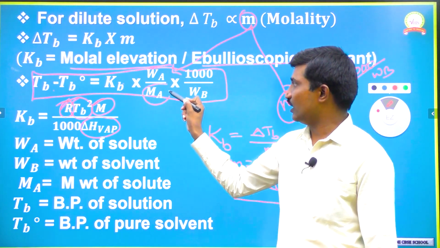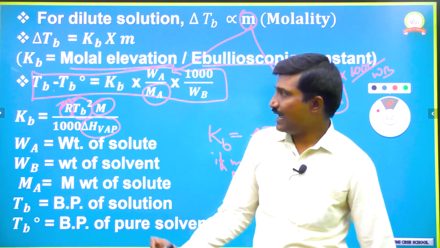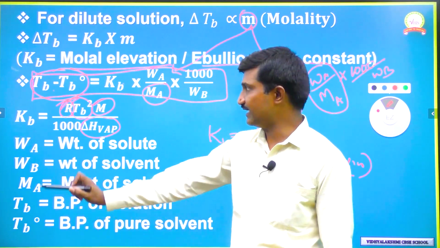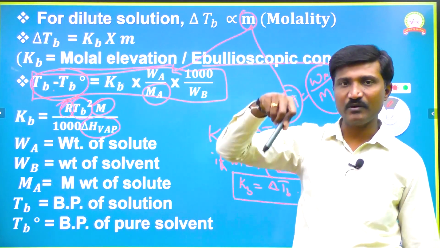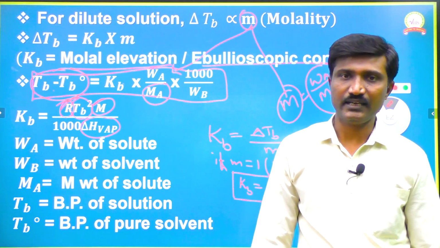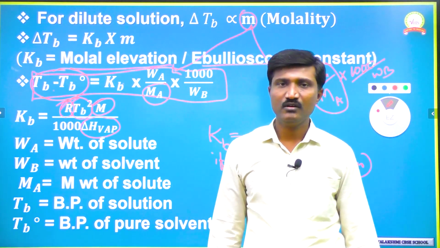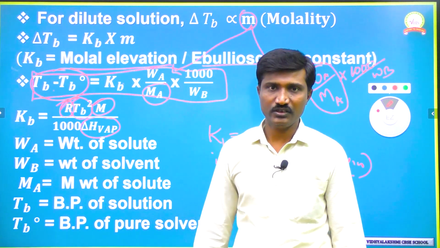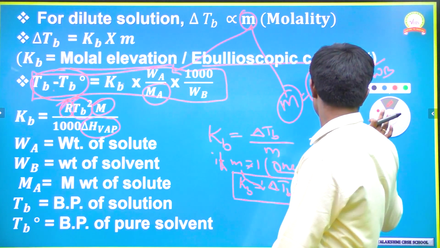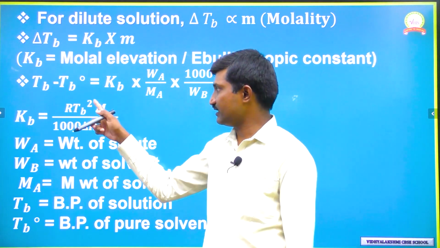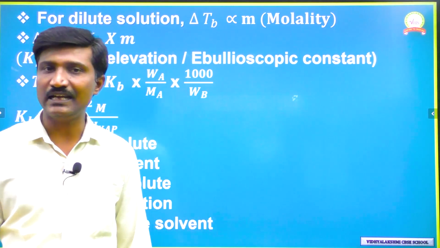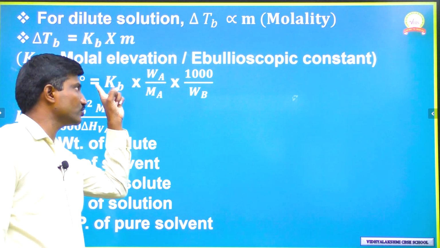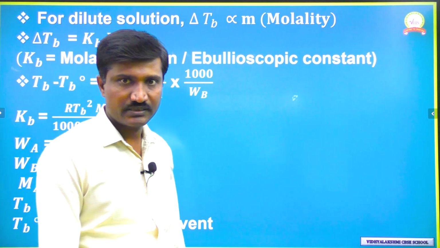Here Ma is nothing but the molar mass of the solute, and Tb minus T naught B is nothing but the elevation in boiling point. Do we say that elevation in boiling point is inversely proportional to the molar mass of the solute? Yes, it is inversely proportional to the molar mass of solute. Right, so this is about elevation in boiling point. And what is the equation to calculate the molar mass of solute using elevation in boiling point, and how is that molar mass of solute related to the elevation in boiling point?